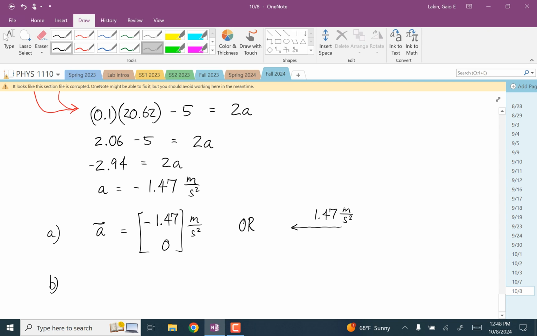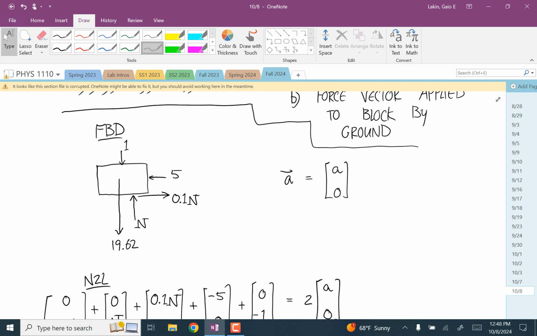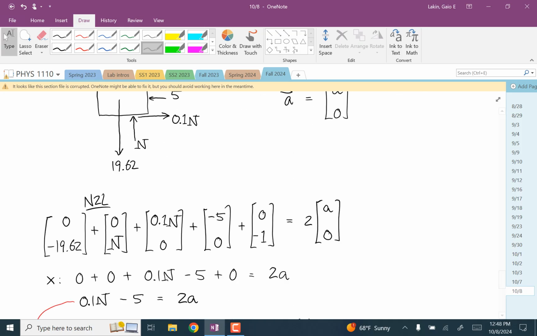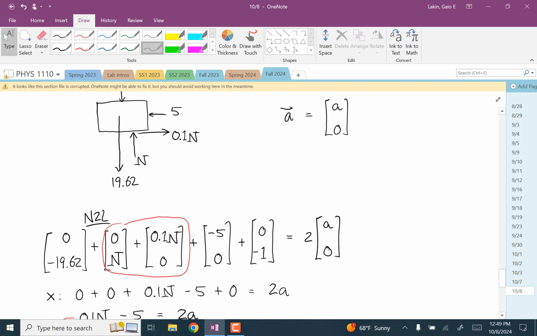For part B, we want to know the total force applied to the block by the ground. Well, that's made up of two parts in a friction problem. That is the pushing force from the ground, and it's also the normal force from the ground to the object. We have what n is, so now we can just plug n into those two things. This was the acceleration.